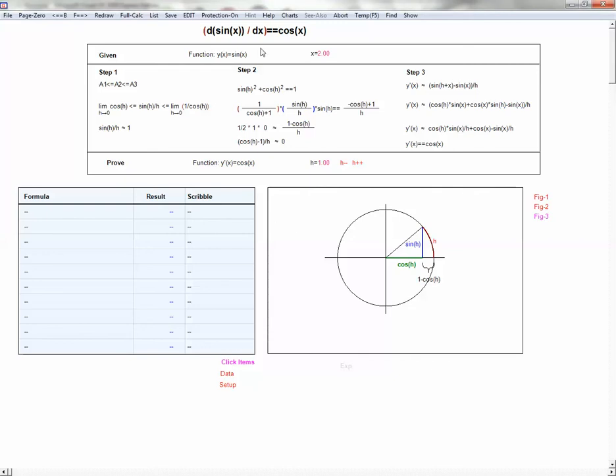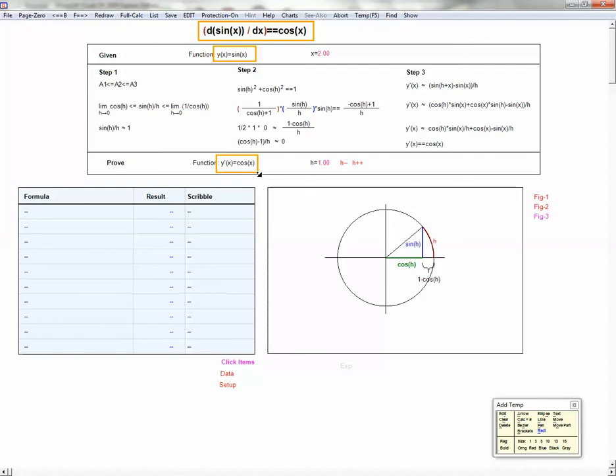In this video, we're going to show that the derivative of the sine of x is equal to the cosine of x. Or to put it another way, if we defined y of x to be the sine of x, then y prime of x should be the cosine of x. And the proof takes 3 steps.